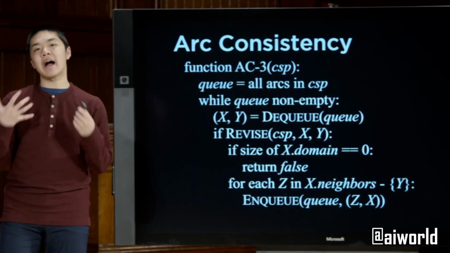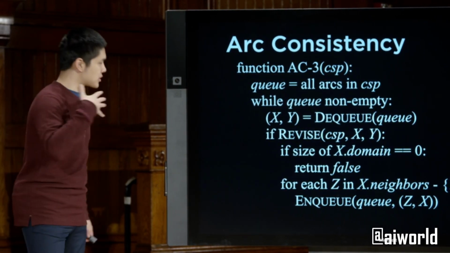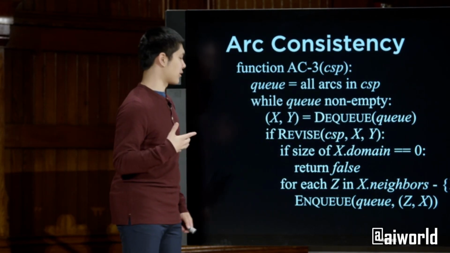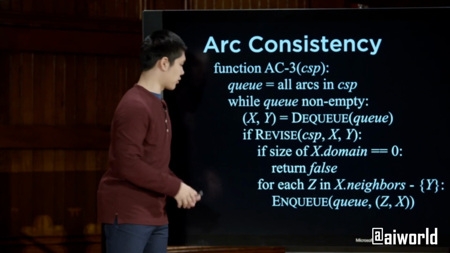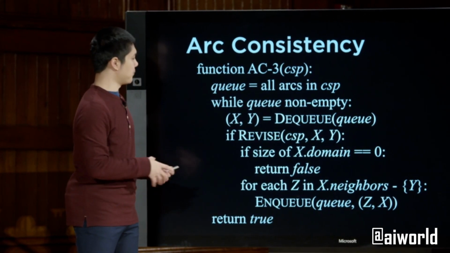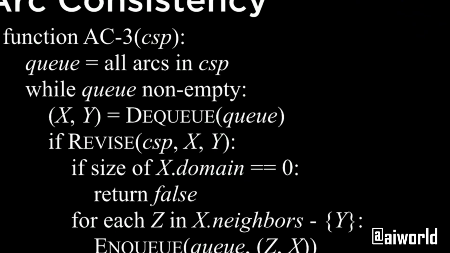So we need to add back some arcs to the queue in order to continue to enforce arc consistency. At the very end, if we make it through all this process, then we can return true. But this now is AC3, this algorithm for enforcing arc consistency on a constraint satisfaction problem.